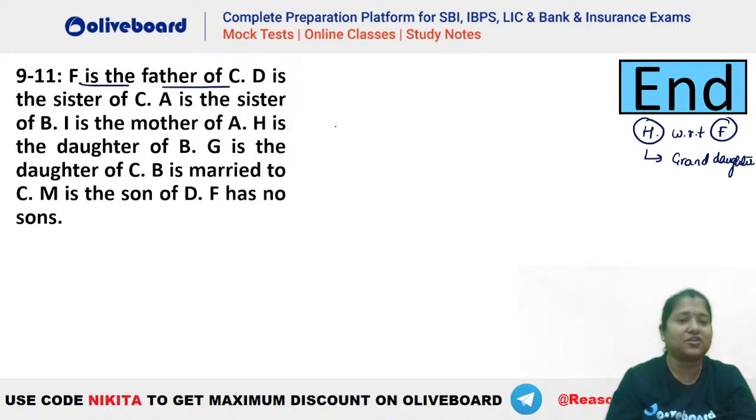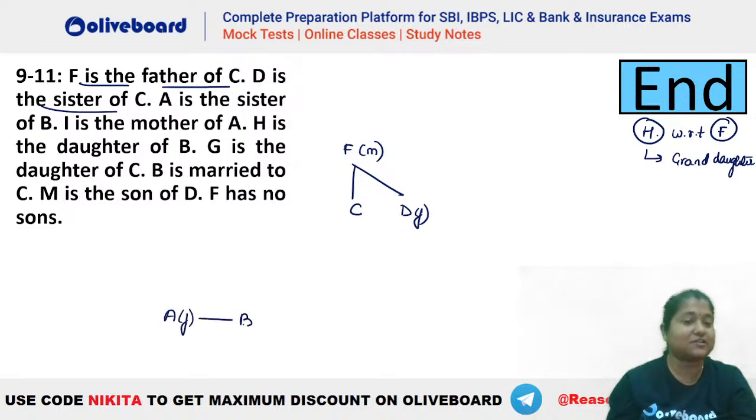So F is the father of C. So we know F is a male person. He is the father of C. Now D is the sister of C. So you can see D will be a female person in here. D is the sister of C. Now A is the sister of B. Let's write it down. A has to be a sister of B.